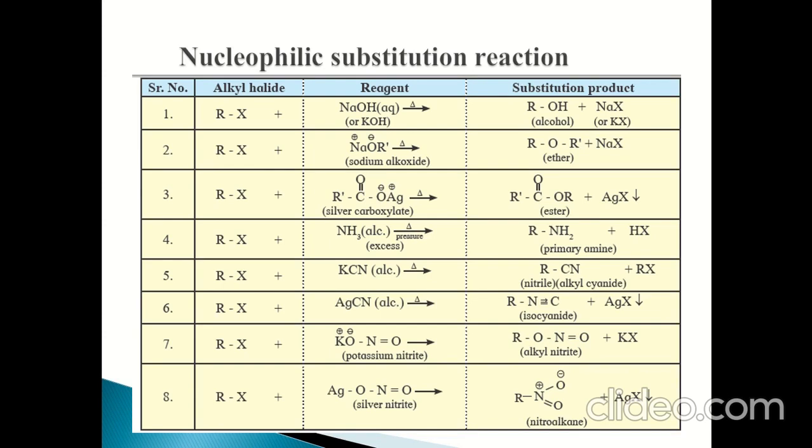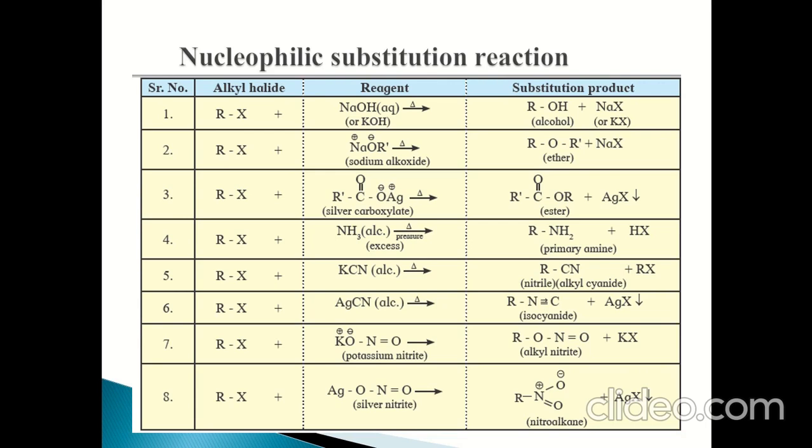Now let us study nucleophilic substitution reaction. When alkyl halide reacts with NaOH or KOH, it gives alcohol. When alkyl halide is treated with sodium alkoxide, it forms ether. In ether, oxygen is present between two different alkyl groups. Alkyl halide, when it reacts with silver carboxylate, forms ester.